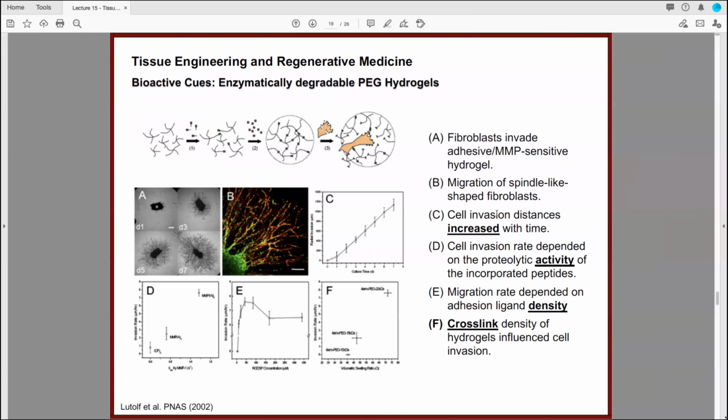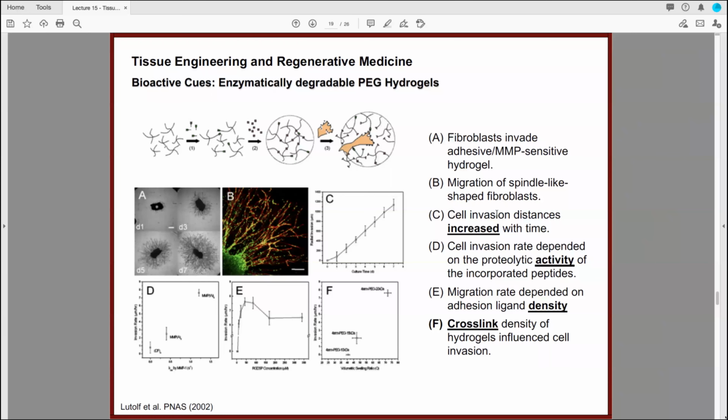So this is just a basic example of how you can enzymatically degrade PEG hydrogels. If you work through this, the fibroblasts invade the adhesive metalloproteinase sensitive hydrogel. You get the migration of spindle-like shaped fibroblasts in there, responsible for the creation of the ECM. The cell invasion distances increase with time. The cell invasion rate is dependent on the proteolytic activity of the incorporated peptides. And the migration rate is dependent on the adhesion ligand density.